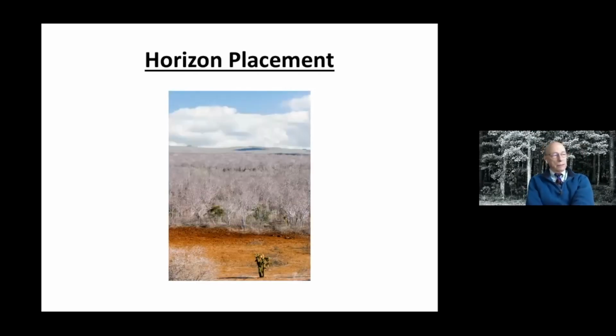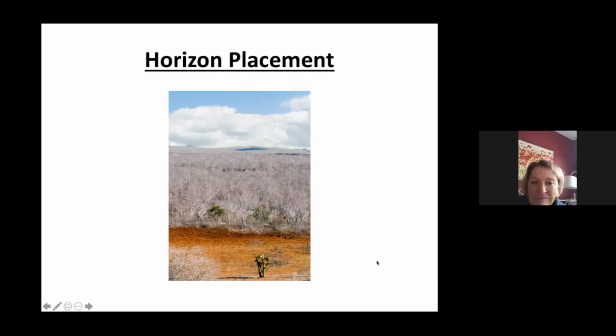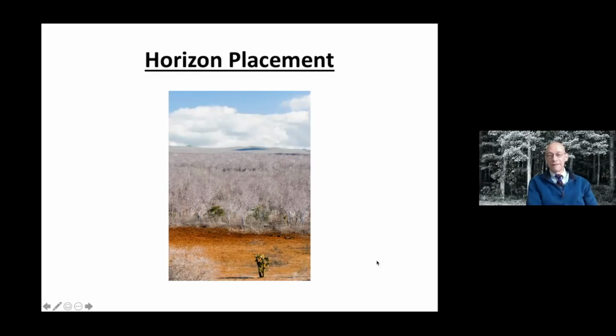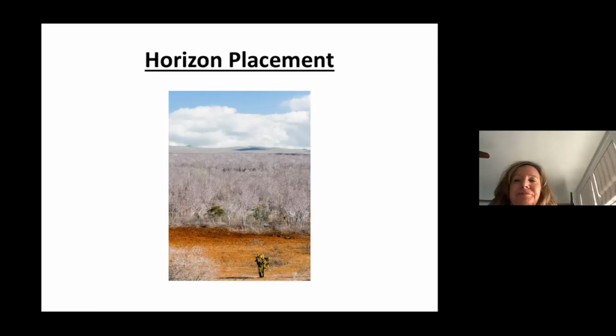So what are the elements in this picture? This is all from the Galapagos. I was there during the dry season, no rain. You have a horizontal line here, a horizontal line there. You have this cactus. Anybody drawn to the cactus immediately? No, no.